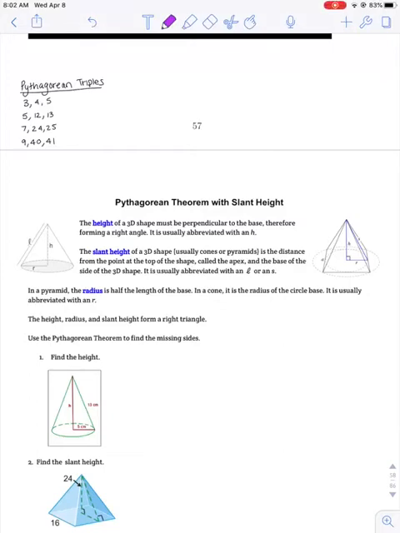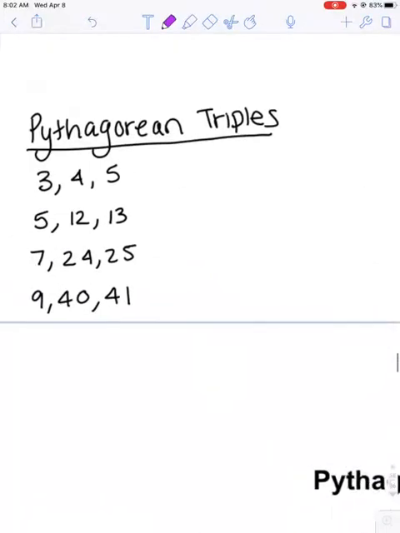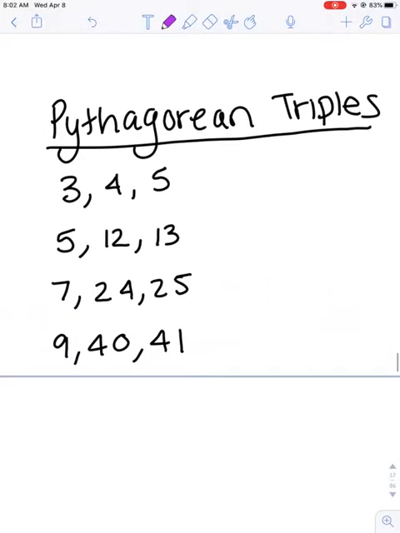Hi everyone, we are going to do more practice with Pythagorean Theorem today. And one thing that I wanted to remind you of was the Pythagorean Triples. So these are sets of three numbers that always work with the Pythagorean Theorem and are commonly used in problems. If you recognize that one of these triples is used in a problem, you don't have to show any work.